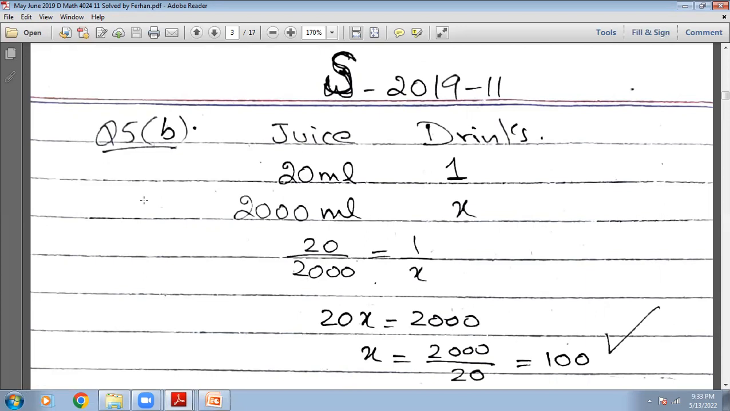So again, I have used the method of proportion, but this time I have used juice and drink. One drink requires 20 ml juice, and 2000 ml juice will make how many drinks? So 100 drinks.